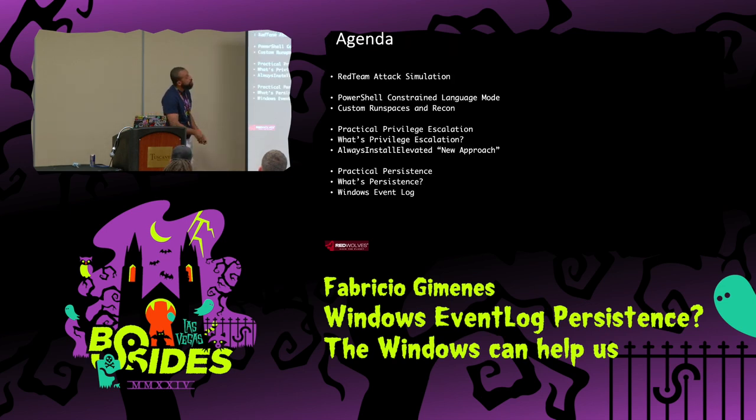About the agenda, I will talk about Red Team Attack Simulation, PowerShell Constrained Language Mode, Custom Runspace and Recon. This is a good feature that Microsoft is creating to help the blue team improve the security of the environment. Then practical privilege escalation. What is privilege escalation? AlwaysInstallElevated and a new approach. Then practical persistence. This is my preferred technique during the Red Team engagement. What is persistence, and the Windows Event Log?